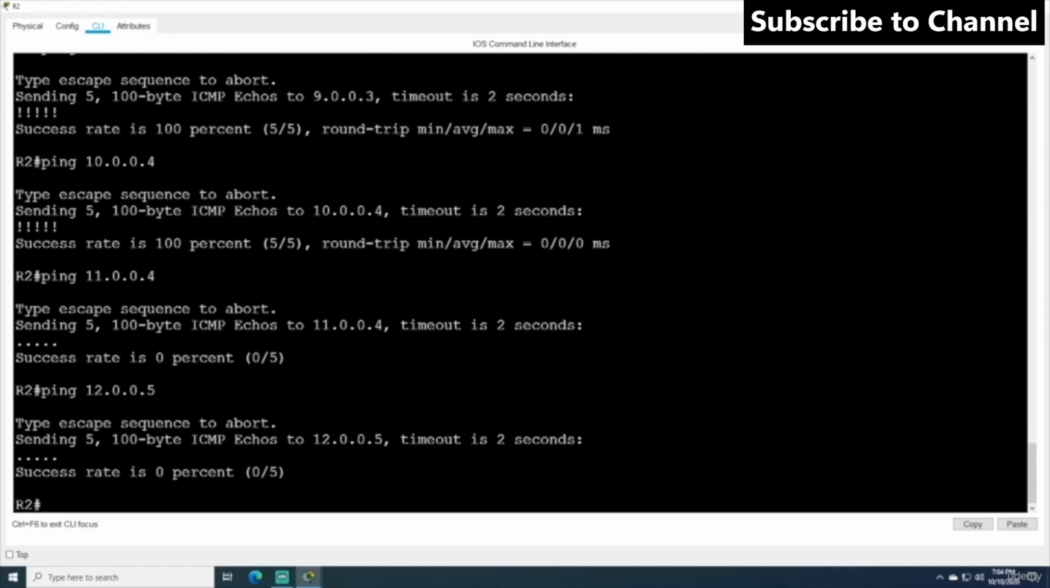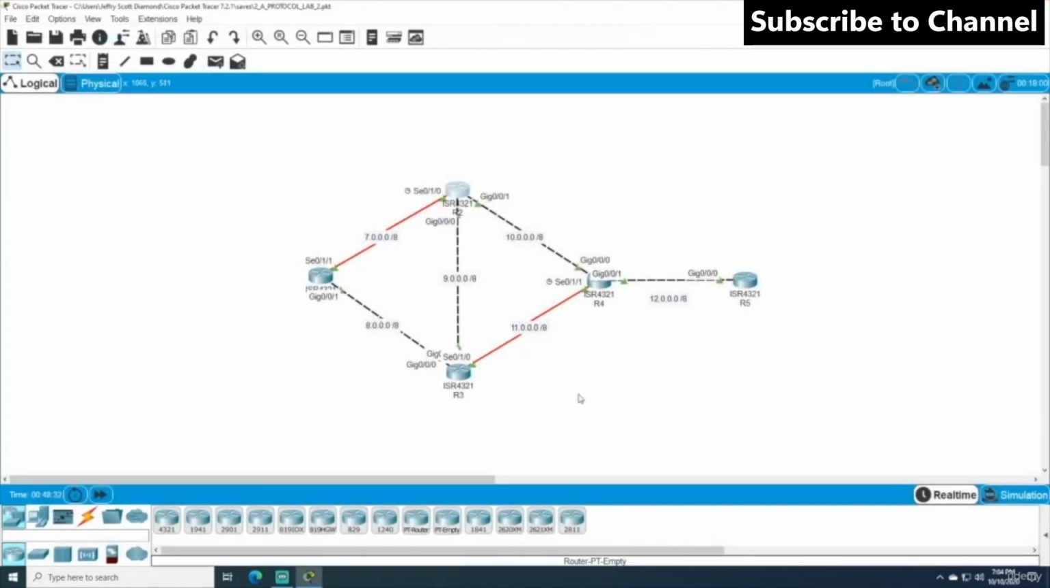So we do have connectivity on the networks that router 2 is directly connected to, but router 2 does not know how to get to the 8,000 network or the 11,000 network or the 12,000 network. And so that is as it should be.